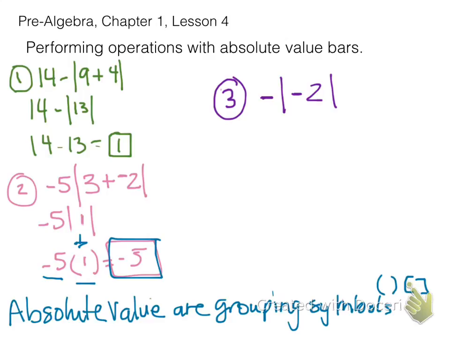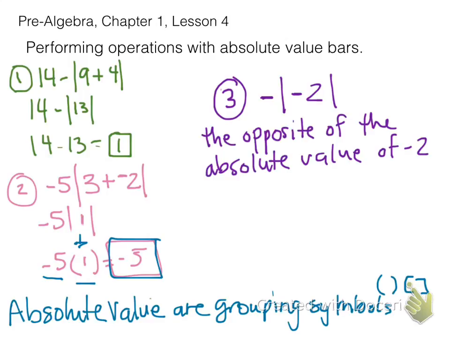So how we're going to read number 3 is the opposite of the absolute value of negative 2. The opposite is what that little extra negative sign is. That little extra negative sign means the opposite of. So if I say, what's the opposite of 2, you're going to say negative 2, because 2 is 2 units from 0, and negative 2 is also 2 units from 0, but on the other side of the 0 on the number line.